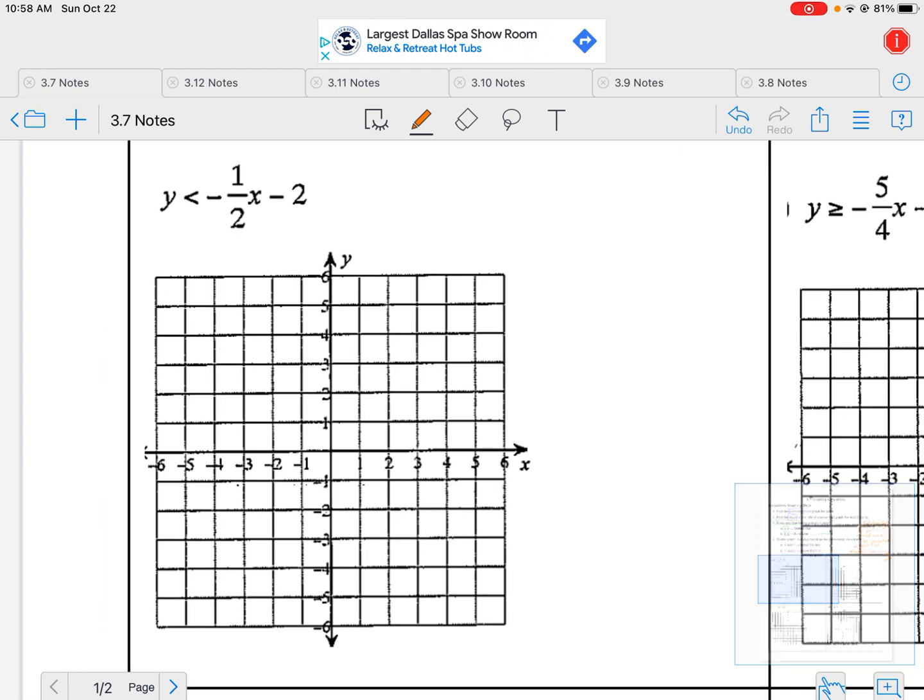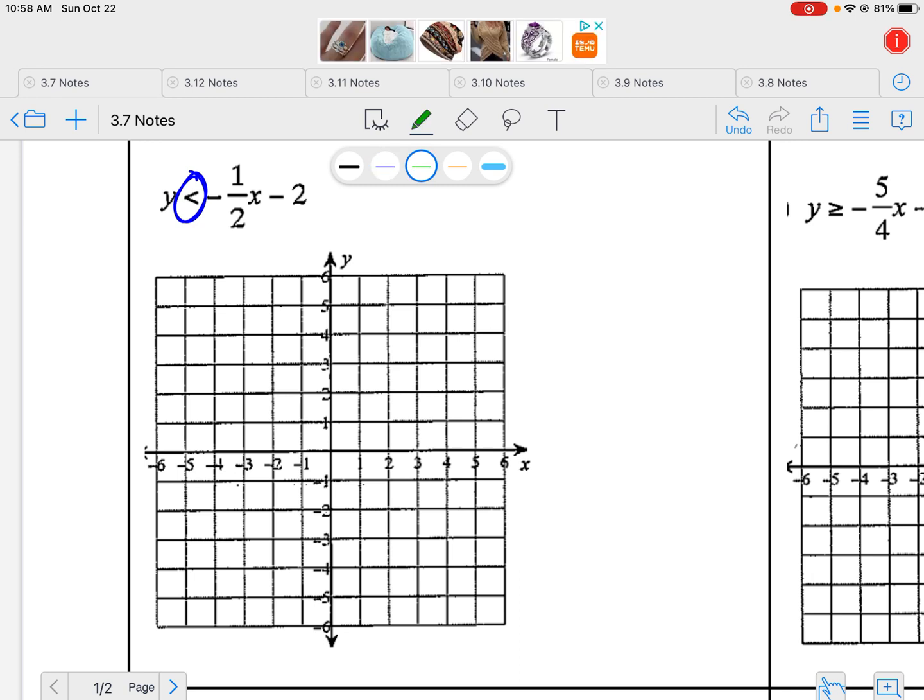Okay, so my first one is y is less than negative 1/2 x minus 2. So my m, or my slope, is a negative 1/2. My b is a negative 2. So I need to find negative 2 on my y-axis, so that's going to be the first point I draw. Because it's a negative 1/2, I'm going to go down 1 to the right 2, and that's my next point. Down 1 to the right 2, down 1 to the right 2. So now I have enough points that I can easily graph my line.